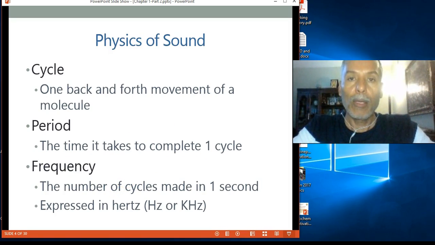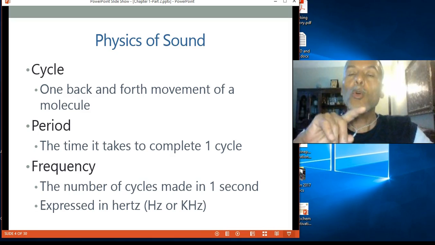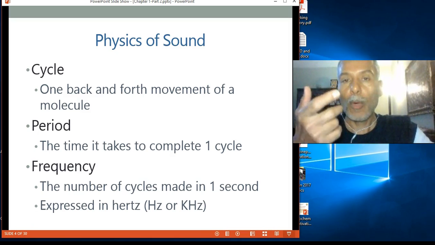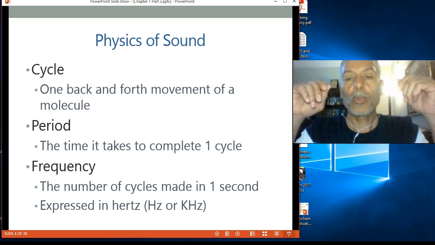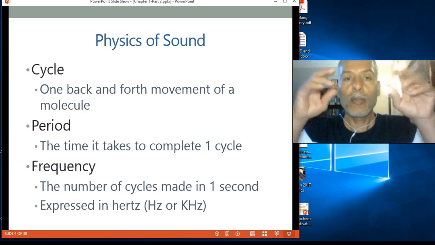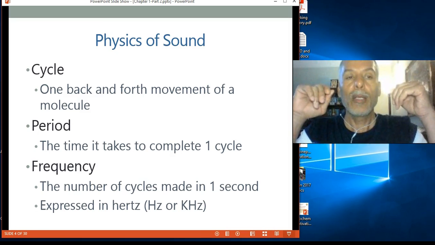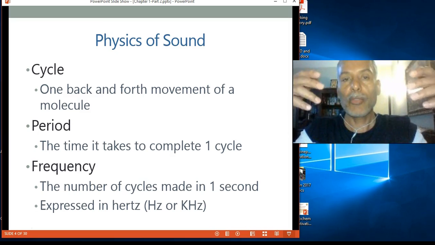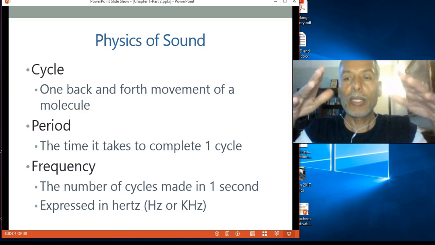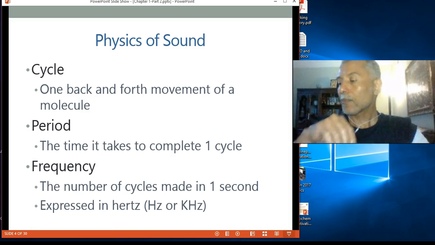A cycle is one back and forth movement of a molecule. When you say a molecule, air molecules combine in different ways and they float around in the air. So, one way to demonstrate the movement is to simply use a swing or a pendulum.